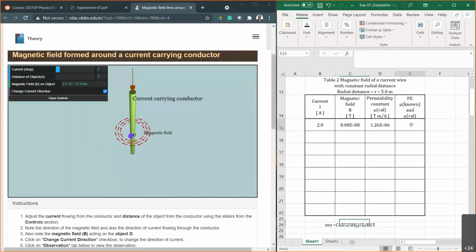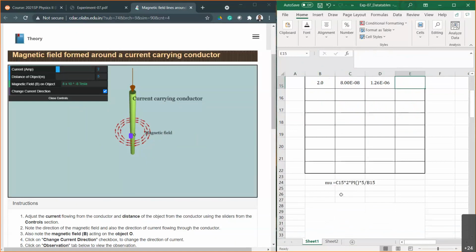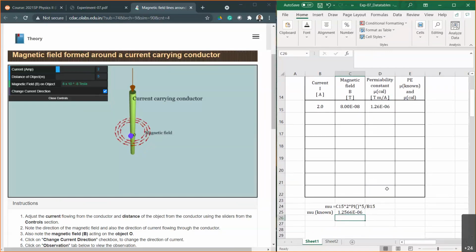And let's compare this now. The expected number is 4 pi times 10 to the negative 7. Let's test that value first. What is that number? Expected mu, or let's say mu known. Mu known should be equal sign, 4 times pi, open and close brackets, times 10 to the power minus 7. So that's about 1.2566 times 10 to the negative 6, okay?